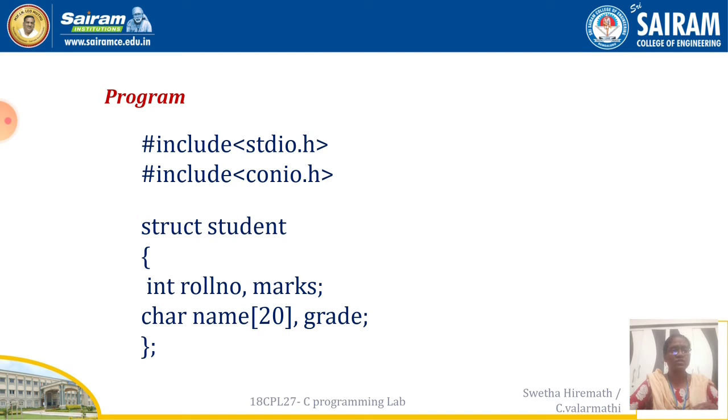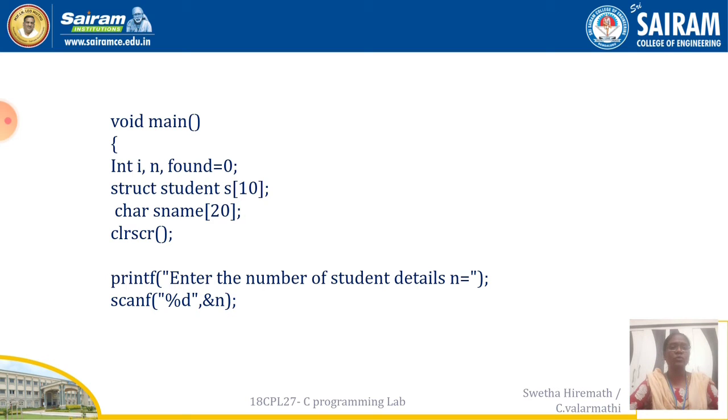With this structure we are going to implement the main function. Coming to void main, the first part is the variable declaration. For this concept we need some temporary variables, which are declared in the first line: int i, n, and found.